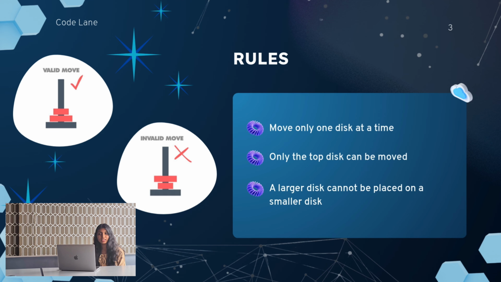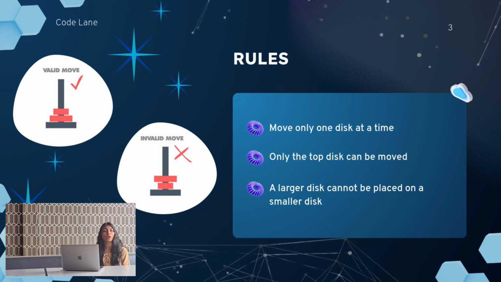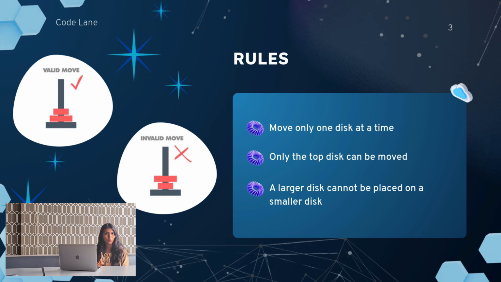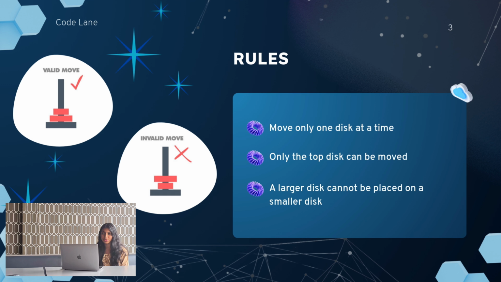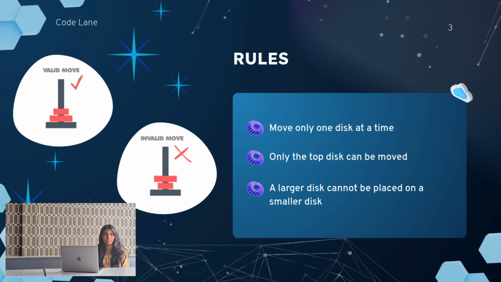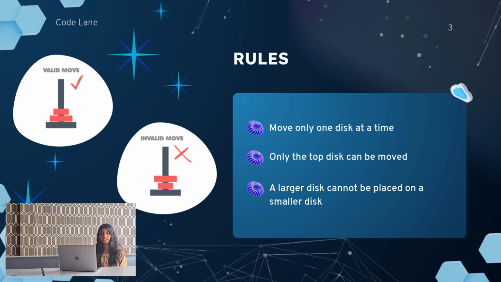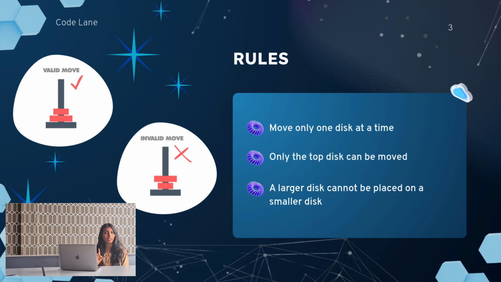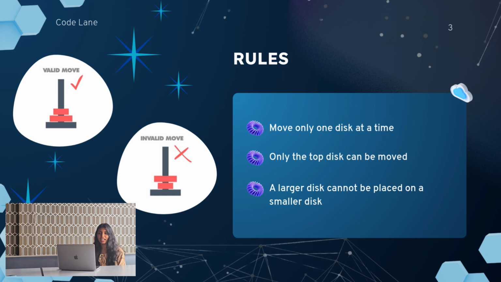The second rule is that only the top disk of a stack can be moved. If a larger disk is under a smaller disk, we cannot directly take it. First, we must move the smaller disk away carefully. This keeps the stack order correct and organized throughout the puzzle. Because of this rule, players must think about the correct sequence of moves instead of randomly moving disks. It teaches us how to solve problems step by step and how one action can affect the next action.